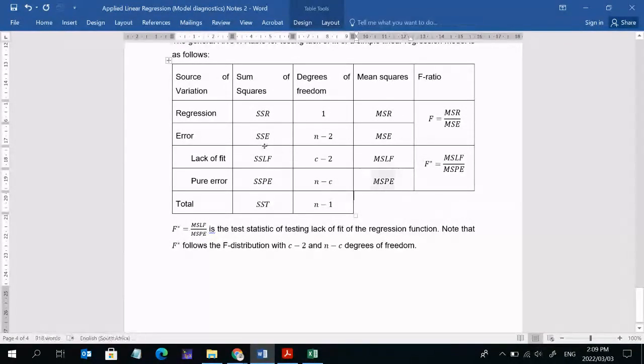So from this ANOVA table, the SS reg is the SS reg that you know, the SSE is the SSE that you know, the SS total is the SS total that you know. Now we have these two parts which are coming from SSE. So we are partitioning or decomposing SSE into 2: the lack of fit and the pure error. When you sum these two, you must get SSE, and the same for the degrees of freedom. Is it clear?